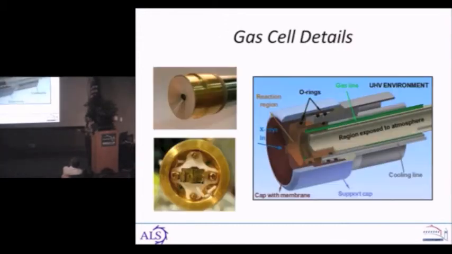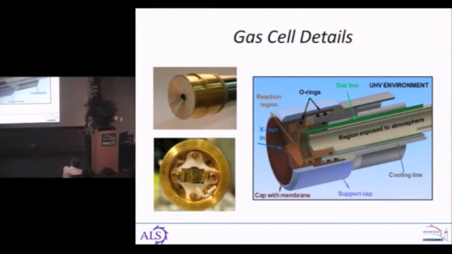So some pictures of the actual gas cell. Here's the silicon nitride membrane. Here's the sample cavity, and the sample is placed here. There's a wire feeding through to collect the total electron yield signal, and another wire to measure the thermocouple for measuring the temperature. And here you can see that there's O-rings to seal the cavity.